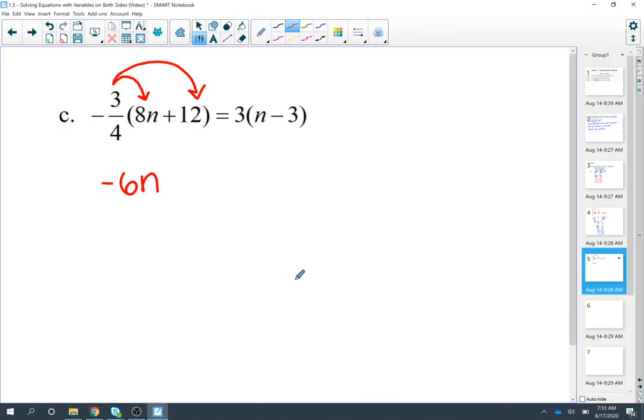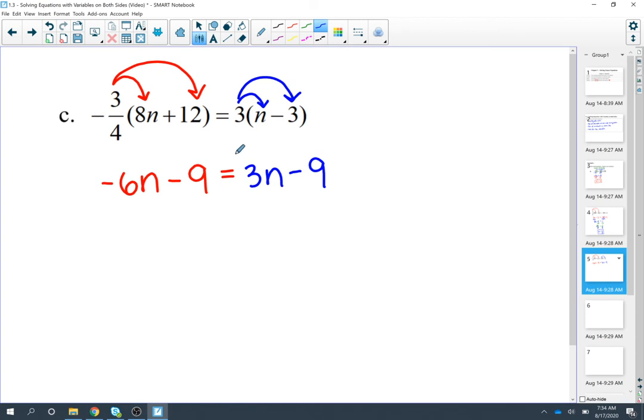Back to my other screen. So I know that when I take negative 3/4 times 12, I'm going to get negative 9. Look how nicely that worked. Equals. On the other side, I also have to simplify because I have a 3. So we're going to distribute this one. Please don't use your calculator. 3 times n, 3n. 3 times minus 3, negative 9. Okay? Now, at this point, we've been simplified on the left, we've been simplified on the right.